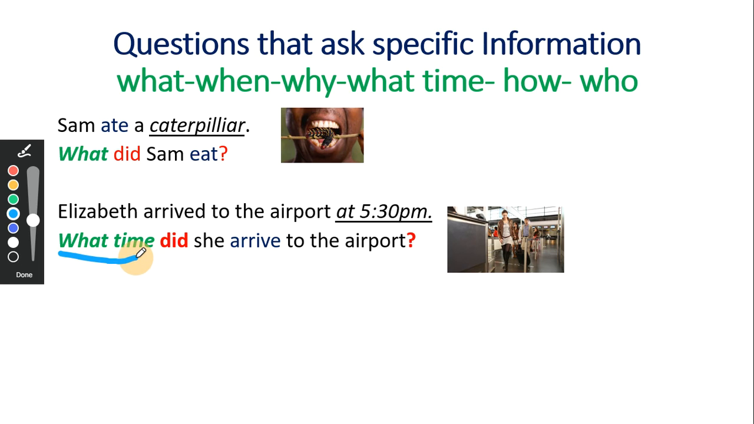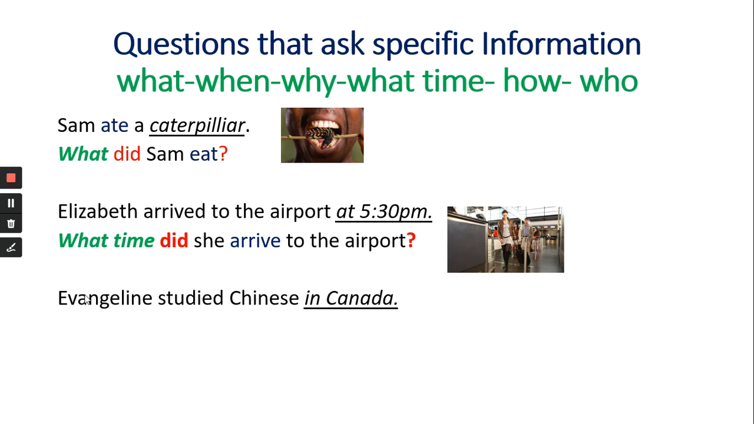So I have my question word here. I have my auxiliary did, subject she, and the verb arrive in its simple form. Notice here, because it's affirmative, I do use a termination ed, well, d in this case. So what time did she arrive to the airport? And it's a question mark.